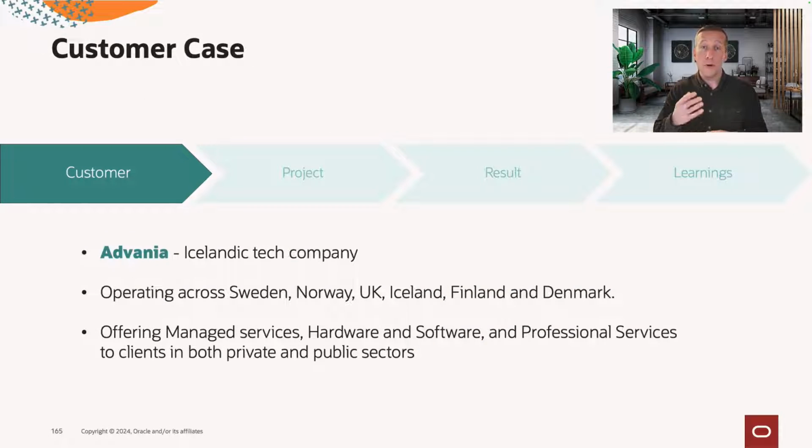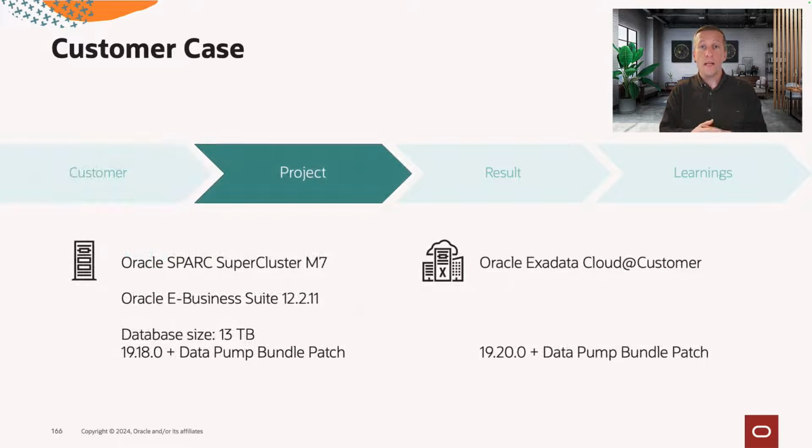One of the customers that have also used the V4 Perl script with success is Advania, an Icelandic tech company that takes care of business for many companies in Northern Europe. One of the databases that they had to migrate was running on a SPARC M7 supercluster. It was an Oracle E-Business Suite that they wanted to move to a brand new shiny Exadata Cloud@Customer. They were using transportable tablespaces and the V4 Perl script. Luckily, Advania is such a cool company that the source database was already running on a recent release update. We just had to add the Data Pump bundle patch on top, and all was fine.